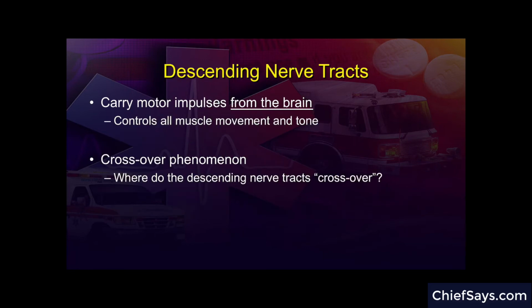Descending nerve tracts are essentially the opposite. Descending nerve tracts are going from the brain to the rest of the body. So they're going to be considered motor impulses, and they're going to control not just all muscle movement and tone, but they're also going to control things, as we mentioned, like the sympathetic nervous system, which is responsible for vital signs. Now, the descending crossover phenomenon occurs with motor neurons in the brainstem.